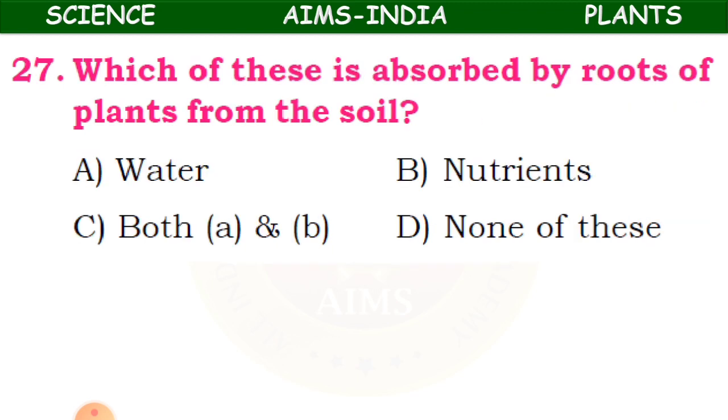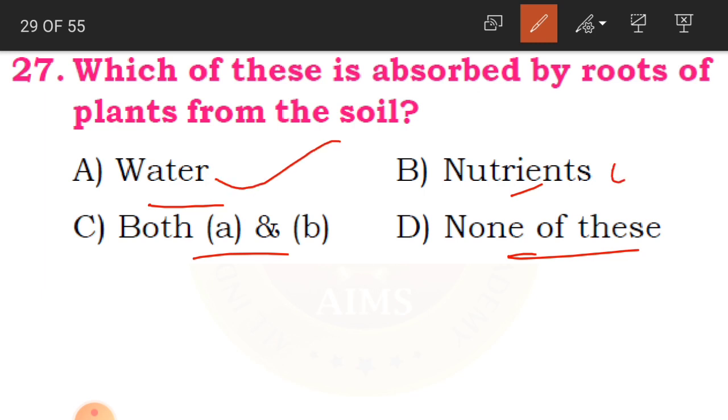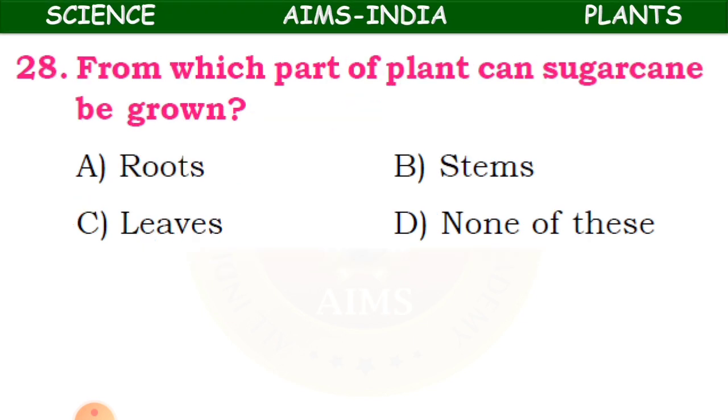Okay, 27th question now. Which of these is absorbed by roots of plants from the soil? Whether water, nutrients, both A and B, water and nutrients both, and none of these. So what did we learn, children? What are the roots going to absorb from the soil? Both water and nutrients. So that is why C option is the correct answer. Clear children? Now we'll go with the 28th question.